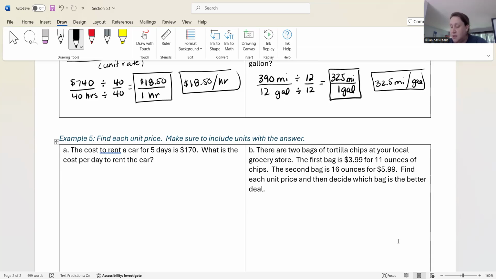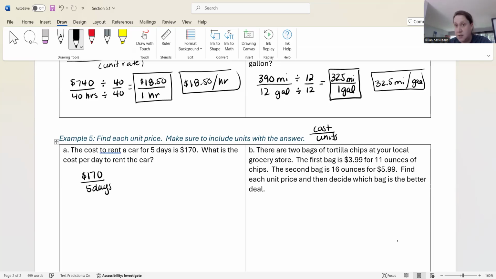For part A, it says the cost to rent a car for 5 days is $170. What is the cost per day to rent the car? Well, we would start by writing a regular unit rate. This is always cost divided by units. So regardless of the order they give you the numbers in, always do cost divided by units. So we would take the $170 and divide it by 5 days.